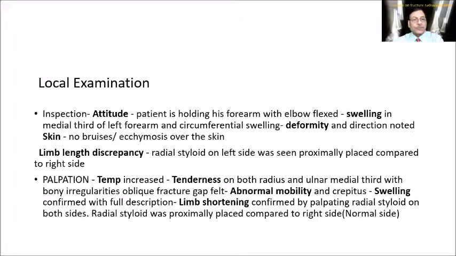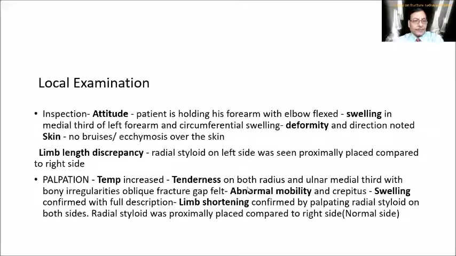Now question 4 was, what are the findings in the local examination? On inspection, attitude: the patient is holding his forearm with the elbow flexed. There is swelling in the middle third of the left forearm, and circumferential swelling is there. There is a deformity, and the direction of the deformity will be noted down, whether on the lateral side, medial side, or some other side.